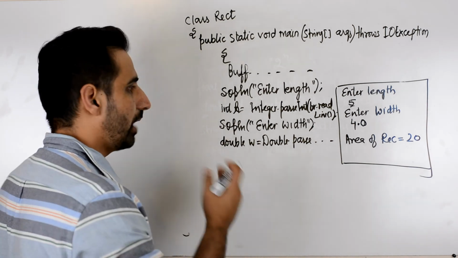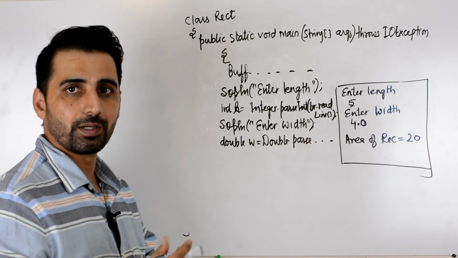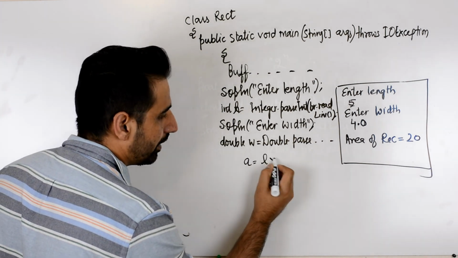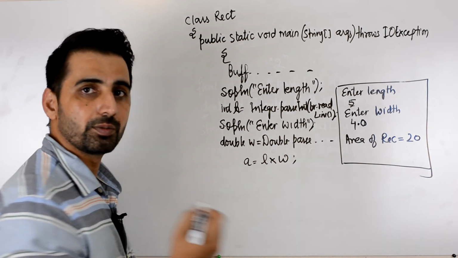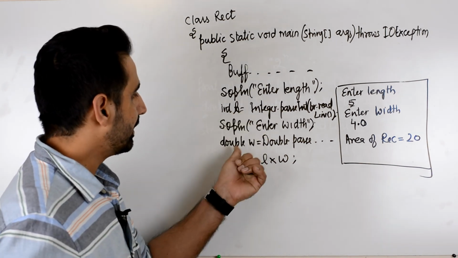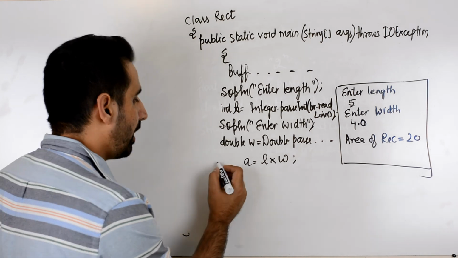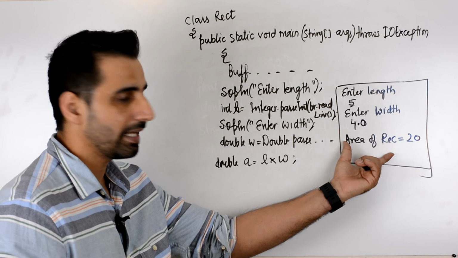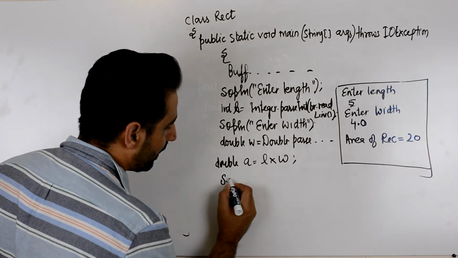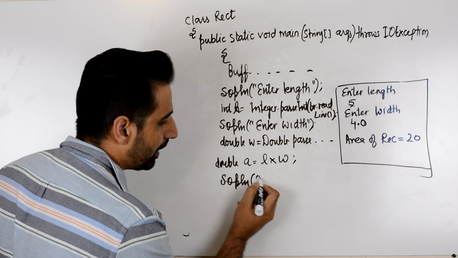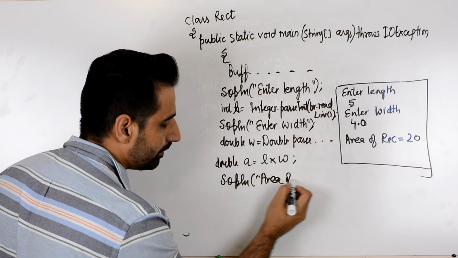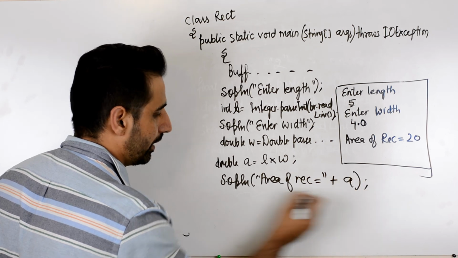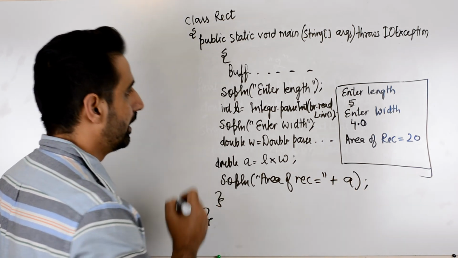Then we need to calculate the area. Before printing I need to calculate. So calculate area is equal to length into width, length into breadth. Length is integer, width is double, so area will give us the answer in point. That means I've written double area. After that we have to print the answer, so System.out.println, area of rectangle equal, and then we print that value. Here we close main and then we close class.